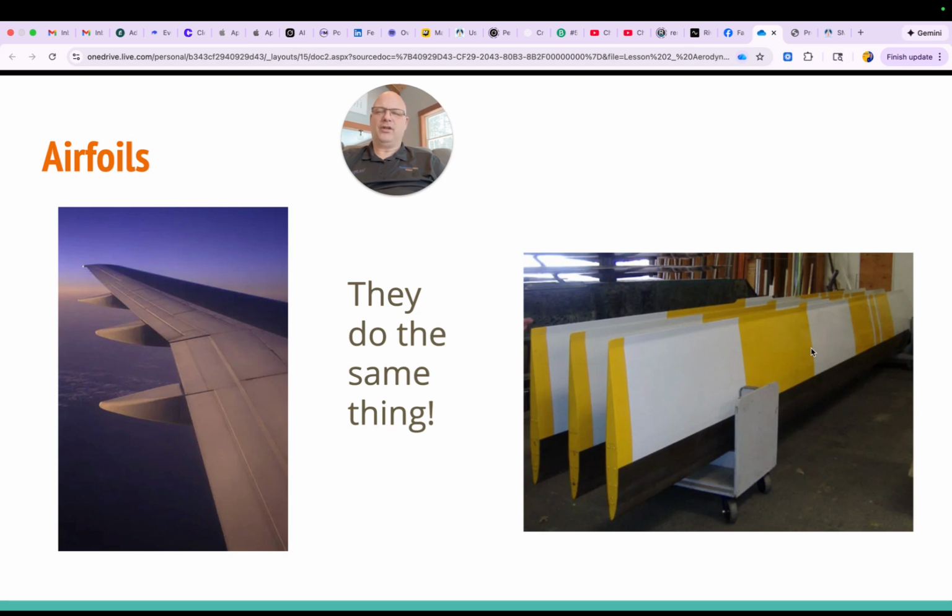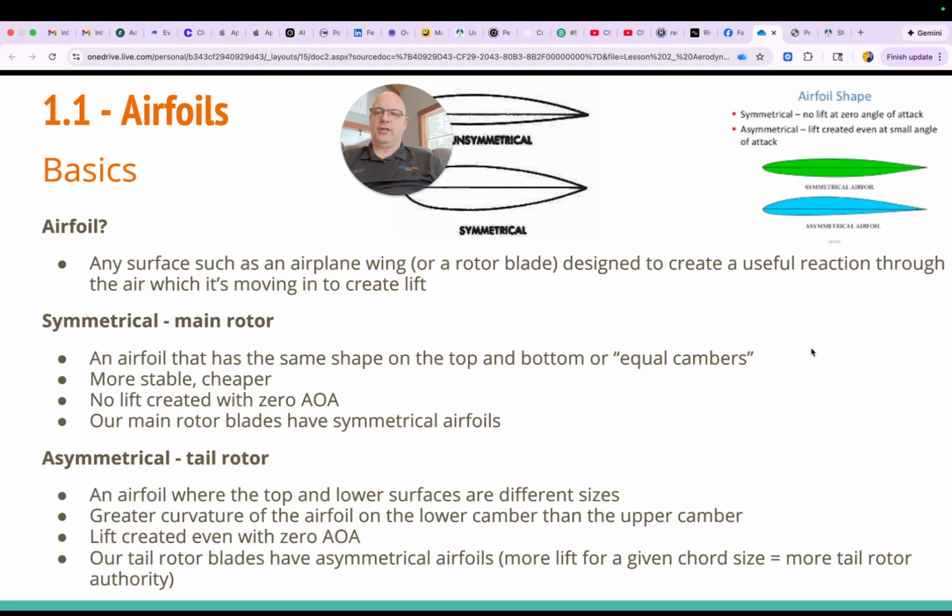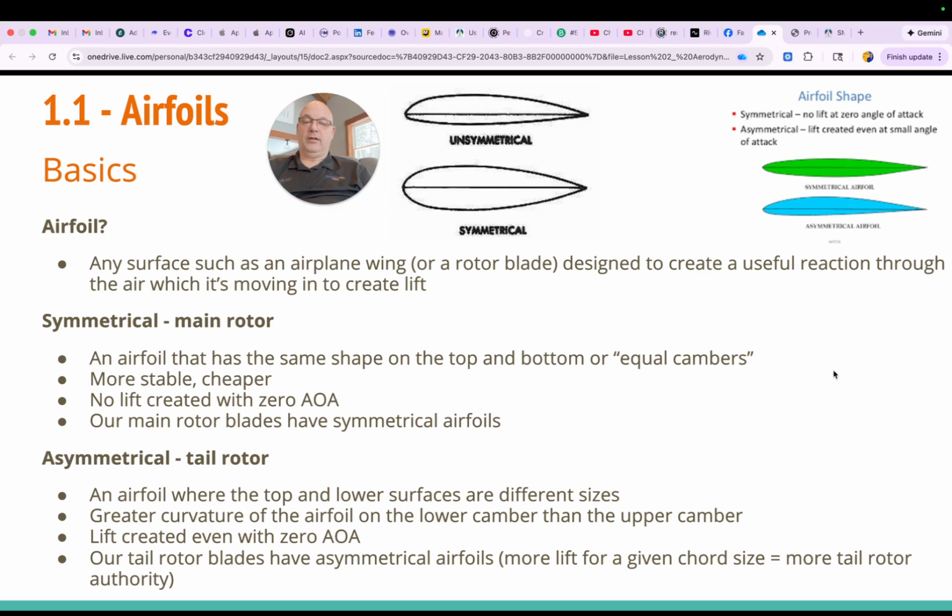But how does it really all work? So let's dive into it and get the understanding of the basics first, and then later on we're going to talk about how that applies in an aircraft when flying and all of the other things that come into play. We're going to leave that out for this point in time. So the airfoil is any surface such as an airplane wing or rotor blade designed to create a useful reaction through the air, which is moving, to create lift.